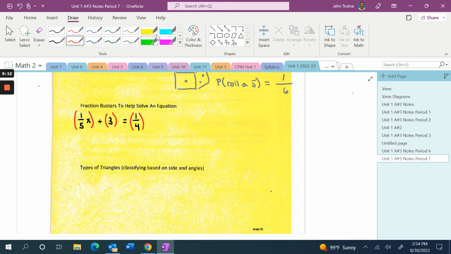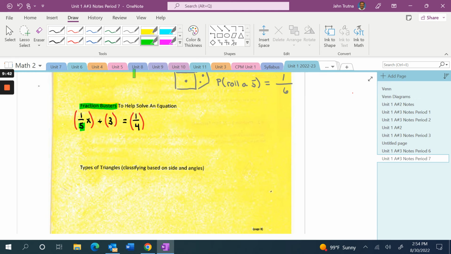This is a concept. I'm teaching you guys a concept called fraction busters. Fraction busters is pretty cool. I just realized I highlighted yellow on a yellow piece of paper. Let me change that. There we go, fraction busters, okay? Fraction busters are pretty cool because what we're going to do is we're going to do a process and we're going to rewrite the equation without fractions. And then we're going to solve it without fractions, okay?